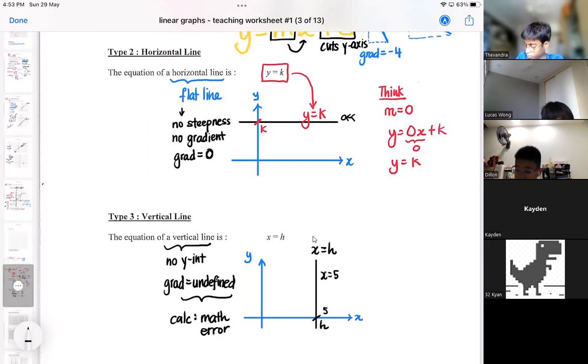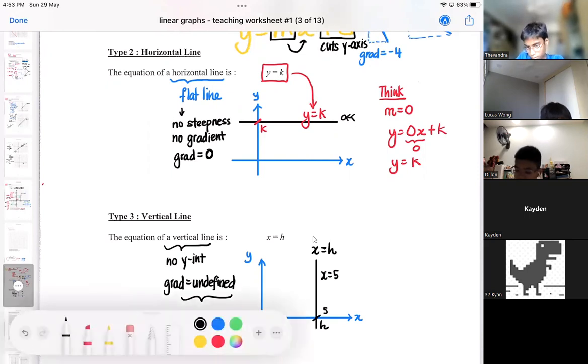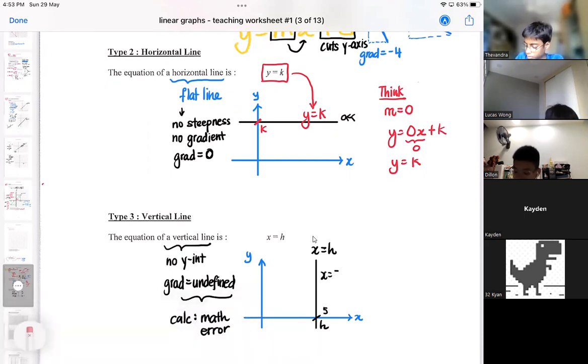So a vertical line doesn't have a y-intercept. And it is so steep that it became vertical. So we will consider the gradient undefined. When you press the calculator on this, you will get a math error. In math, anything undefined is a math error. It depends on how your calculator shows you the math error.